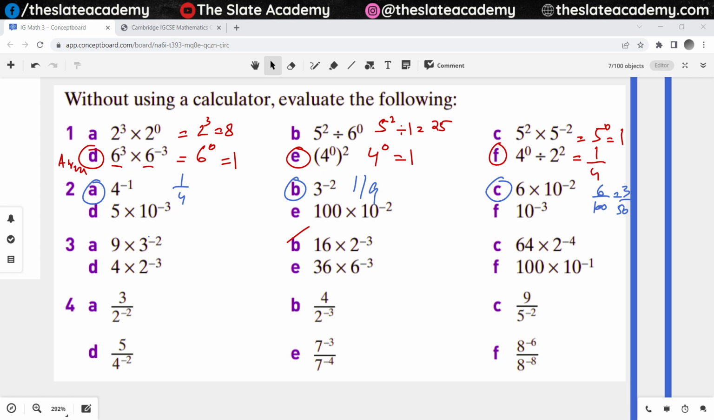Miss Noor, question number 2D quickly. What is the answer? Miss Noor, question number 2D. Excellent. So it will become 5 divided by 10 cubed, which is 1000. And then 5 ones are 5, 5 twos are 10, 200. It will become 1 over 200. Miss Aisha, question number 2E. What will be the answer?